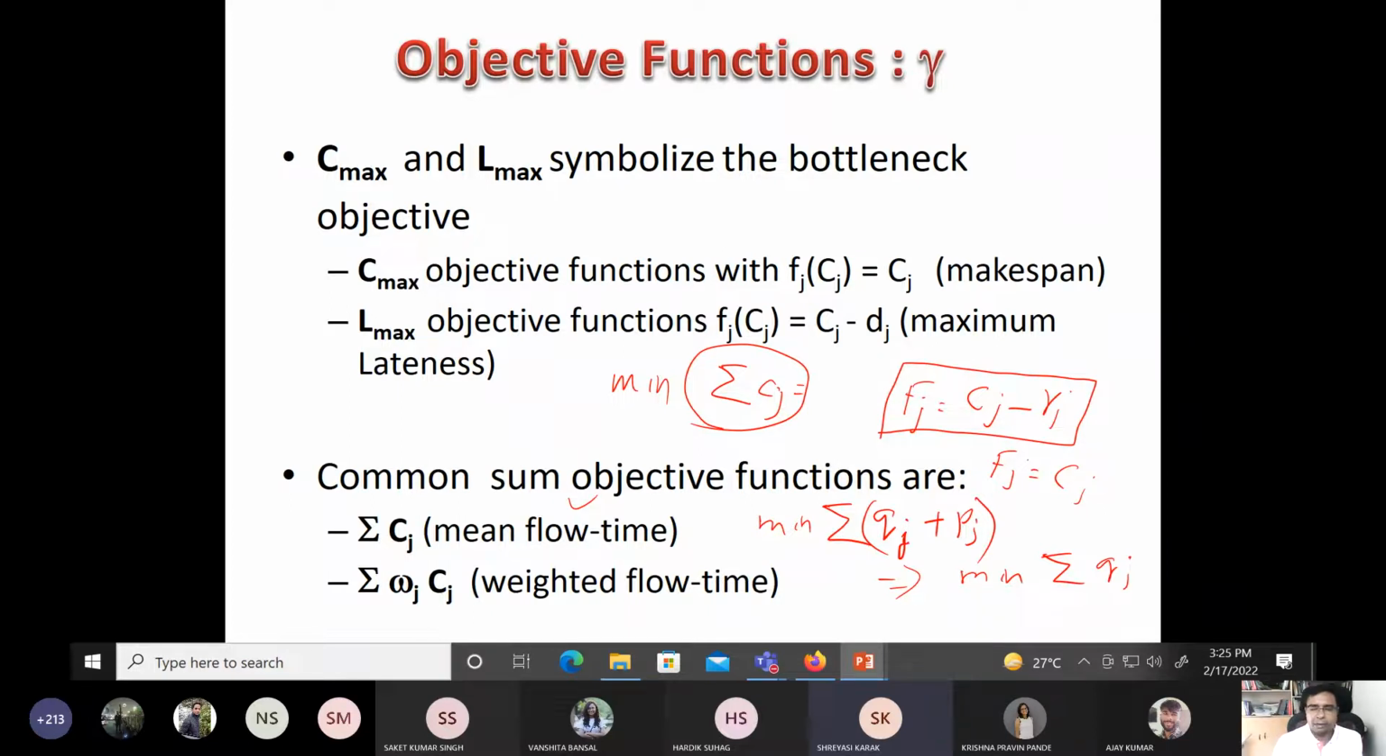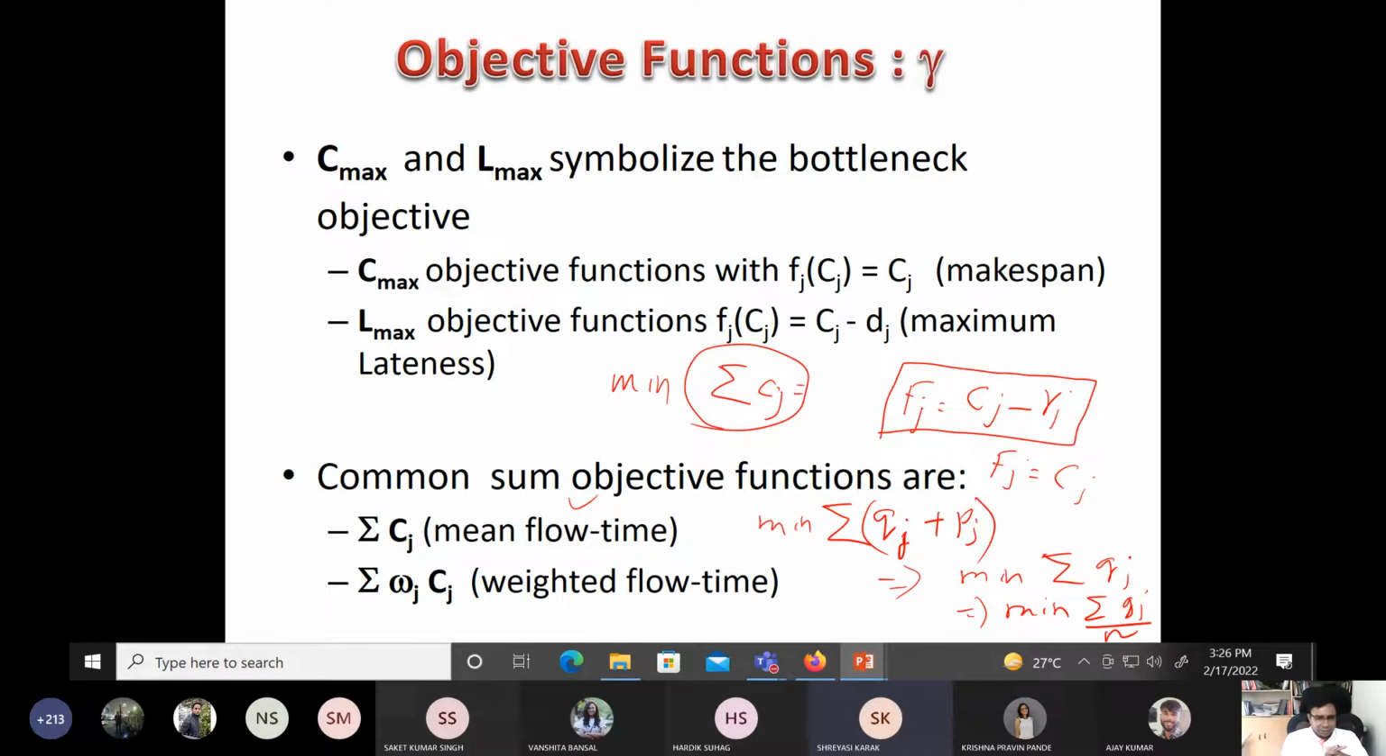If you want to minimize the average waiting time, still if you minimize the total waiting time, then it will minimize the average waiting time also. So which can be similar to minimization of summation of Qj by n. N is the total number of tasks. So minimization of flow time is the same as minimization of the sum of finish times, which is the same as minimization of the sum of waiting times, and which is the same as minimization of the average waiting time. Is this clear?